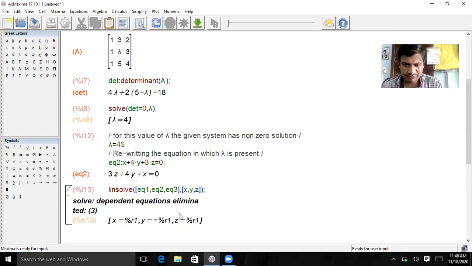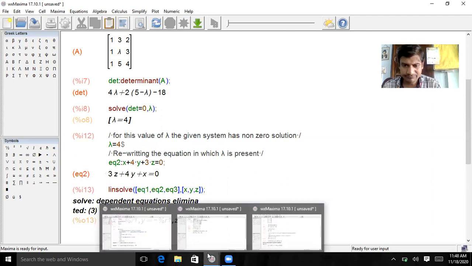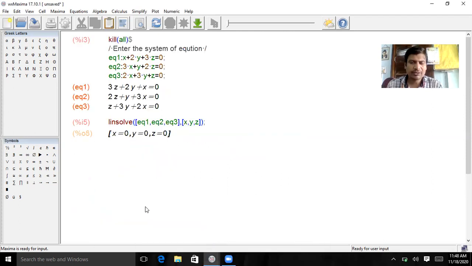First, I explain it once again. This is the first one, it is the fifth practical. First you take the kilol and enter the system of equations. You take three equations, then go to a, that is the linsolve, which means you take equation 1, equation 2, equation 3, then comma x comma y comma z. After that you press shift enter, then the result is x equal to 0, y equal to 0 and z equal to 0. Okay, this is the first example.